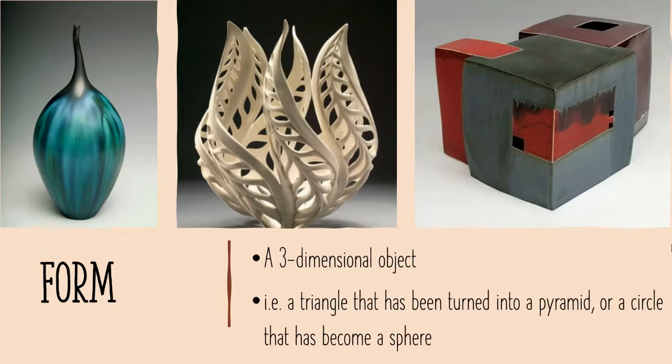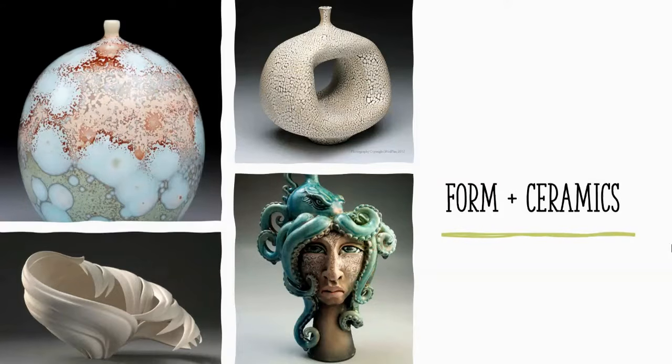Form is an element that refers to a three-dimensional object. This is so important to ceramics because often we do build forms in ceramics. So, for instance, a form could be a triangle that has been turned into a pyramid. A pyramid is a form, whereas a triangle would just be a shape. So, for instance, a sphere would be another example of a form. Form is really easy to spot in any kind of clay artwork because often clay pieces are three-dimensional.